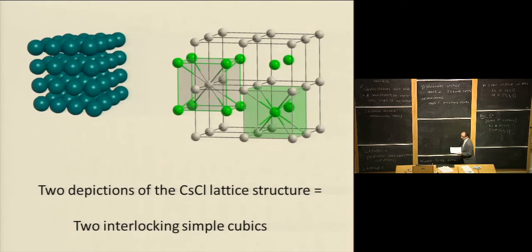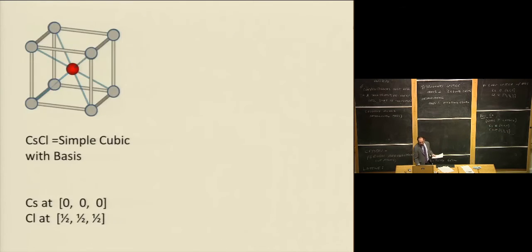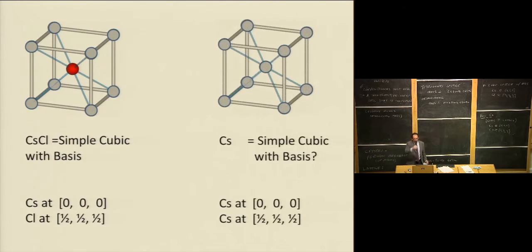Okay? So all we're going to do is take that cesium chloride, get rid of the chlorine in the middle and replace it with another cesium. Okay? So we can think of it as simple cubic with the basis, where the basis is a cesium at 0, 0, 0 and a cesium at 1/2, 1/2, 1/2. Now, this is actually itself a different type of lattice.